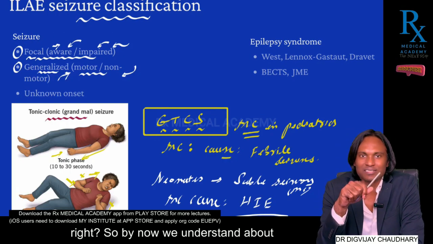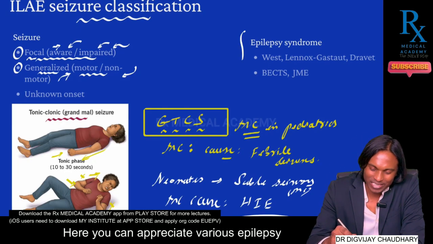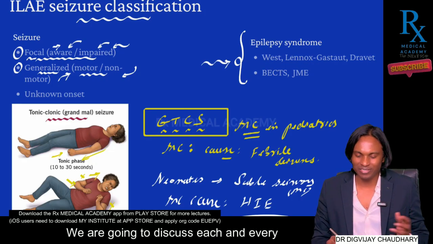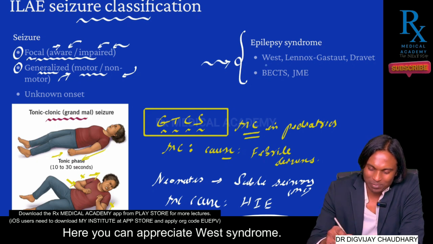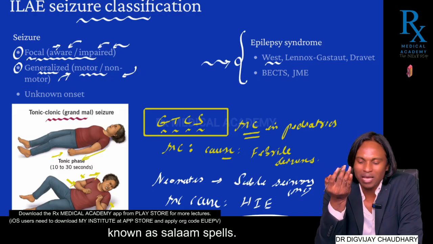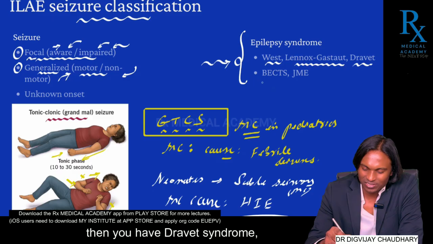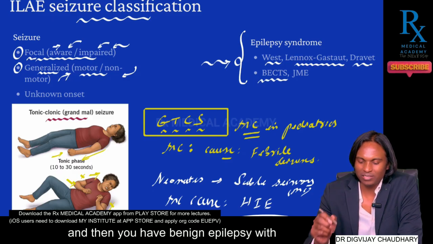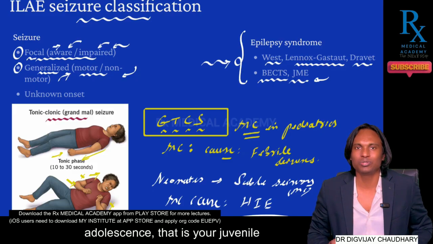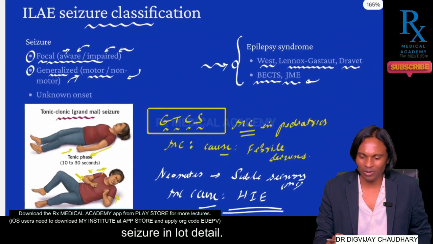Right, so by now we understand about seizure, classification of seizure, as well as epilepsy syndromes. Here you can appreciate various epilepsy syndromes. We are going to discuss each and every epilepsy syndrome in detail. Here you can appreciate West syndrome, presenting with infantile spasms, also known as salaam spells. Here you can appreciate Lennox-Gastaut syndrome. Then you have Dravet syndrome, and then you have benign epilepsy with centrotemporal spikes, and here you can appreciate epilepsy in adolescence, that is your juvenile myoclonic epilepsy. So we are going to discuss epilepsy and seizure in a lot of detail.